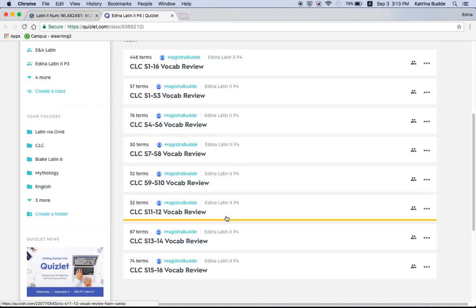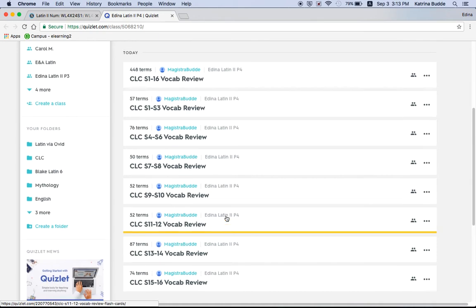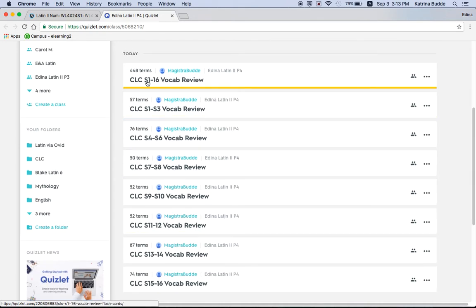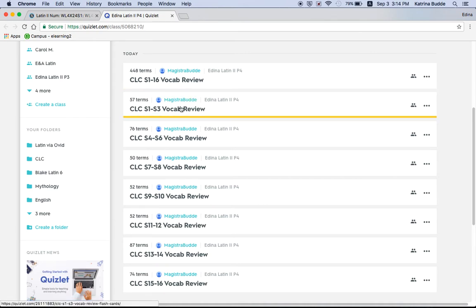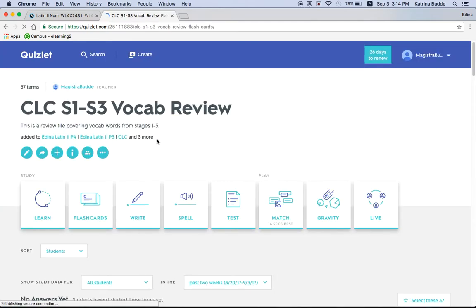This is every single vocab word that you have learned in stages 1 through 16 so far. Don't be intimidated by them. This one right here is every single word, 448 terms in stages 1 through 16. Again, you already know them. They just might look a little bit different this time. So I'm going to go ahead and click on stages 1 through 3 and just talk about some things that might be different.